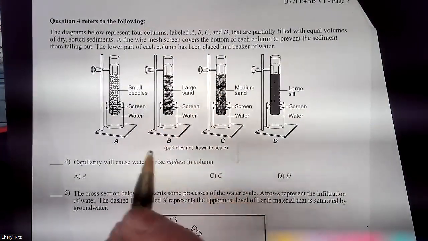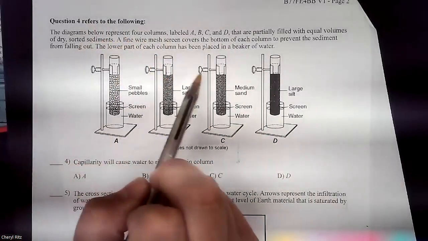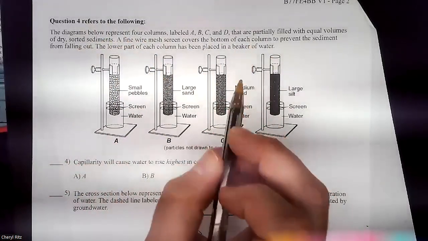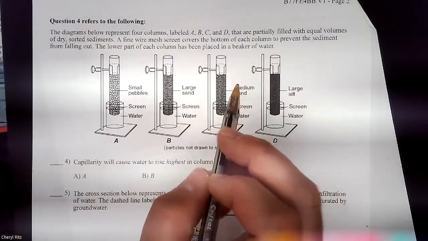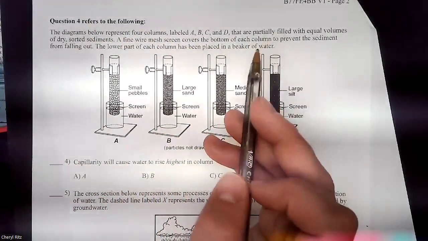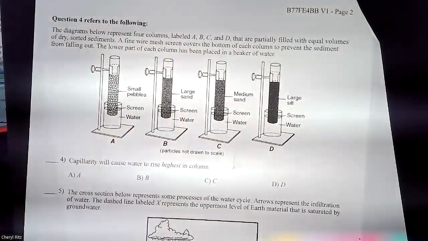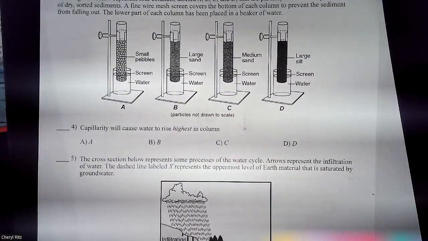But in this case, the diagrams below represent 4 columns A, B, C, and D that are partially filled with equal volumes of dry sorted sediment. A fine wire mesh covers the bottom of each column to prevent the sediments from falling out. The lower part of the column has been placed in a beaker of water. So they're not dumping water in from the top, they're sticking them in a cup of water.